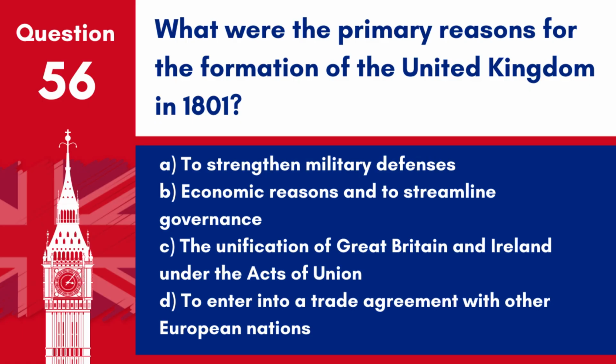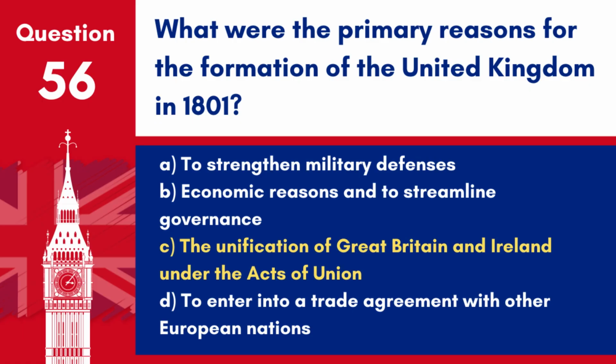Question 56. What were the primary reasons for the formation of the United Kingdom in 1801? A. To strengthen military defences. B. Economic reasons and to streamline governance. C. The unification of Great Britain and Ireland under the Acts of Union. D. To enter into a trade agreement with other European nations.